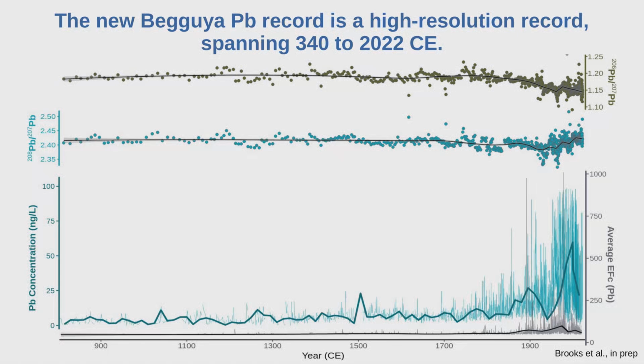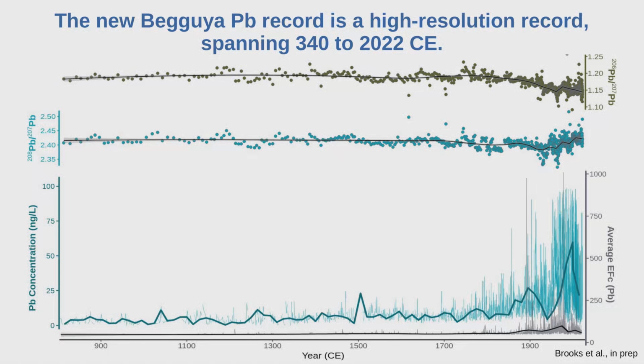It's a very high resolution record with one sample every 20 centimeters, and it spans from 340 to 2022. And what we can see, as we would expect, as time increases on the x-axis, the amount of lead concentration that's being deposited at this site increases from almost negligible or 0 parts per trillion around 900 CE to, by the time we're in the 2020s, we can regularly expect that signal is above 50 parts per trillion.